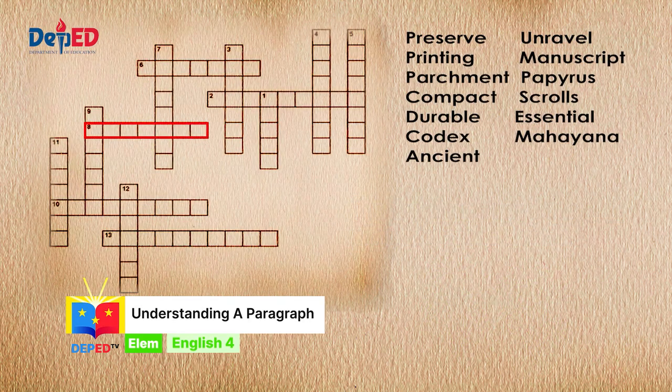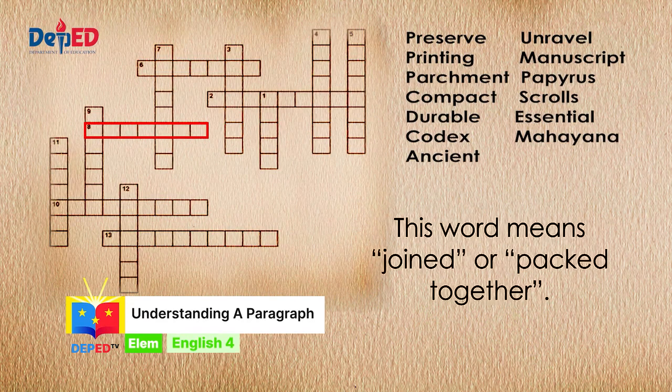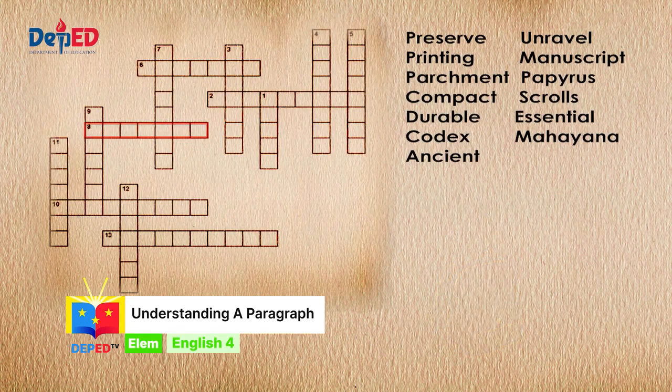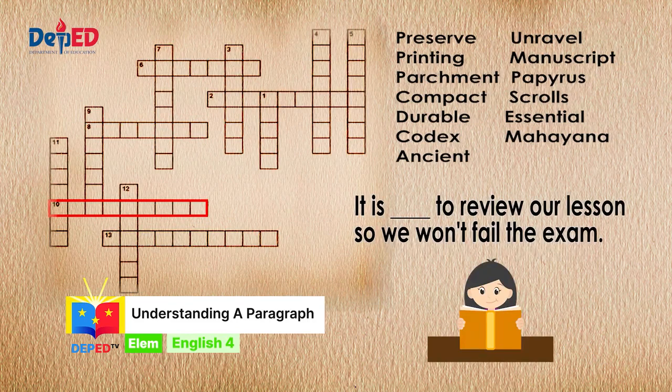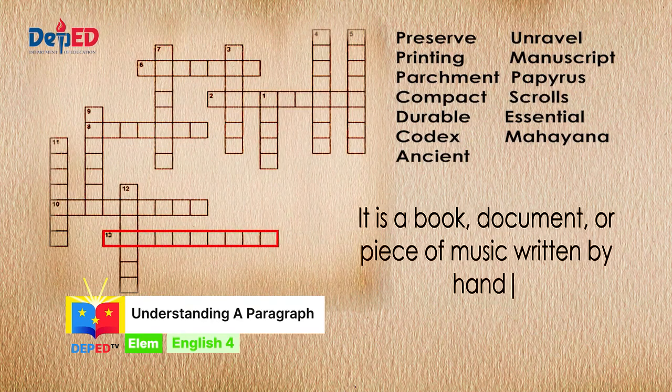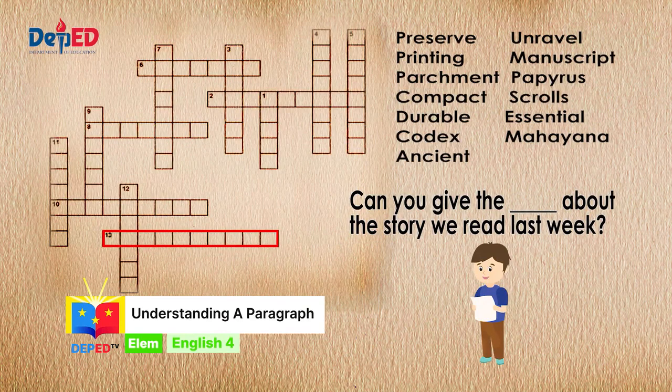Number 8, 7 letters. This word means joined or packed together. My bag is more than yours, so it's easier for me to carry it. We're almost there. Number 10, 9 letters. It means important. It is to review our lesson so we won't fail the exam. And for the last item, number 13, it is a book, document, or piece of music written by hand. Can you give me about the story we read last week?